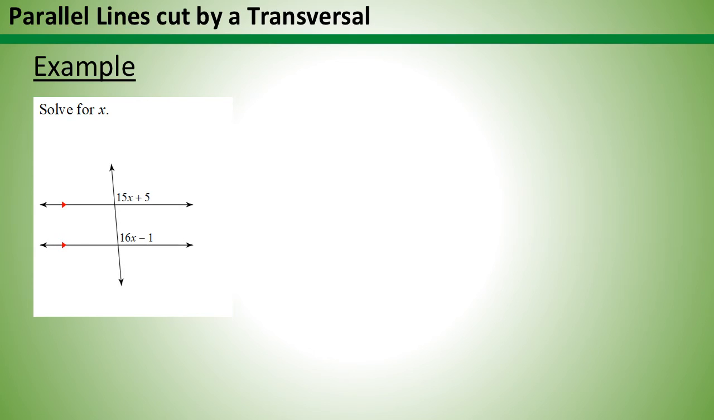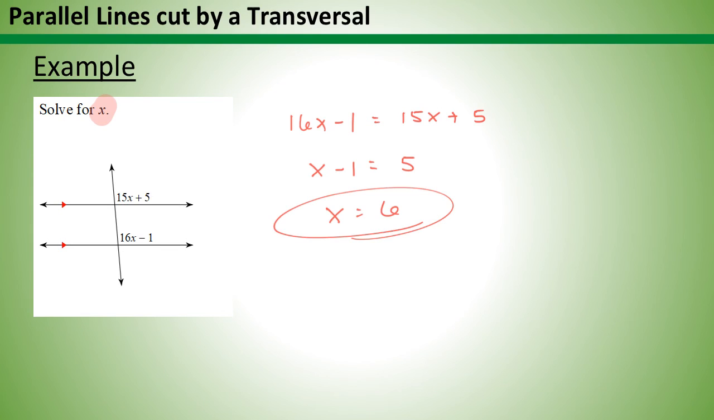Sometimes we're going to have to solve for X. Make sure you read the instructions here. This one's asking us to solve for X, okay? And what I know about these two angles is that they are corresponding. So since they are corresponding, I can set them equal to each other. So I have 16x minus 1 is equal to 15x plus 5. Okay, so I'm going to move the 15x to the left side, and that's going to give me x minus 1 is equal to 5. And then we're going to add 1 to both sides, and we end up with x is equal to 6. And that is it there, since we are being asked to solve for x.